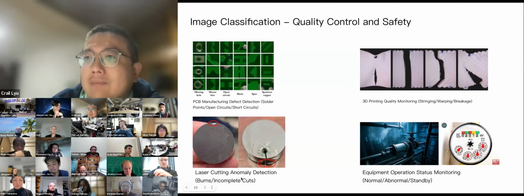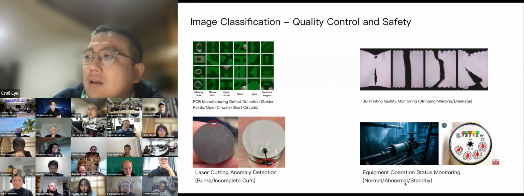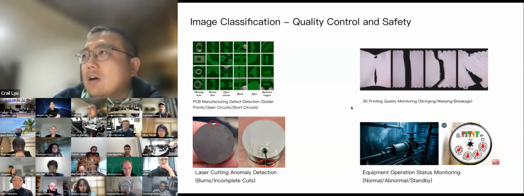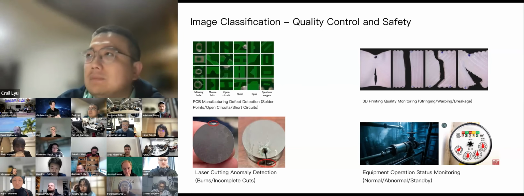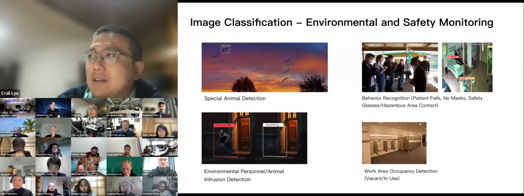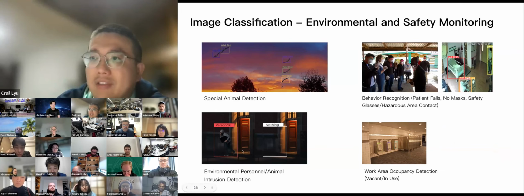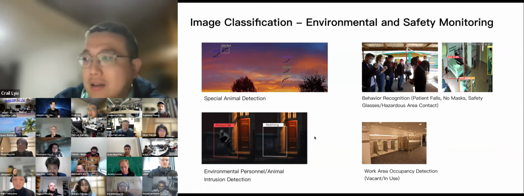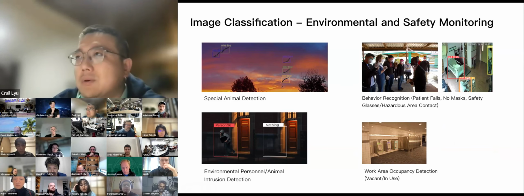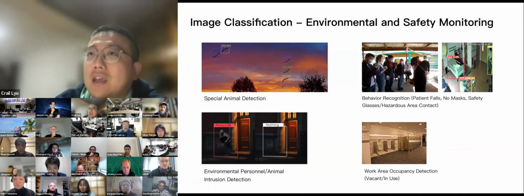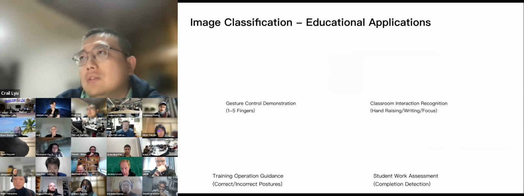And also laser cutting anomaly detection, equipment automation status monitoring, and 3D printer quality monitoring. They have a lot of applications where you can use image classification, right? And also environment and safety monitoring as well. You can detect whether a person shows up here or not, or whether this working area is occupied or not. These are several simple applications where you can use an image classification model to start with.